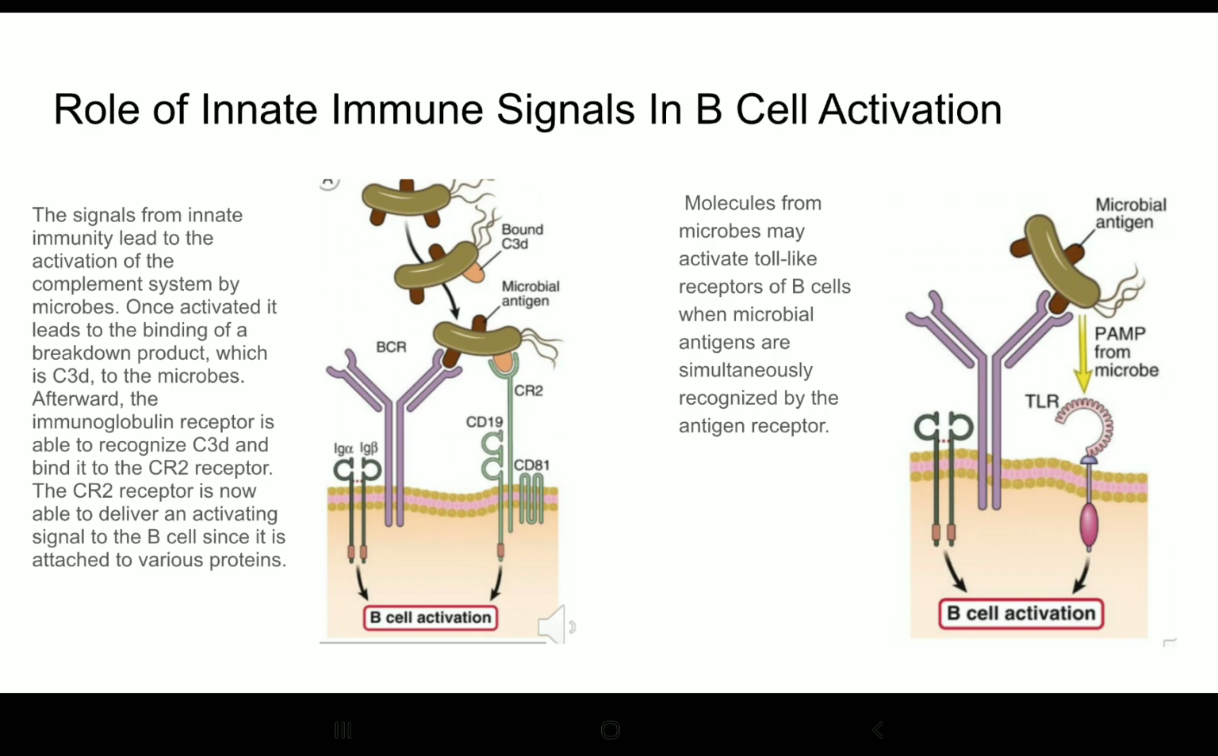The signals from innate immunity lead to the activation of the complement system by microbes. Once activated, it leads to the binding of a breakdown product, C3d, to the microbes. Afterward, the immunoglobulin receptor is able to recognize C3d and bind it to the CR2 receptor. The CR2 receptor is now able to deliver an activating signal to the B cell since it is attached to various proteins. Molecules from microbes may activate toll-like receptors of B cells when microbial antigens are simultaneously recognized by the antigen receptor.